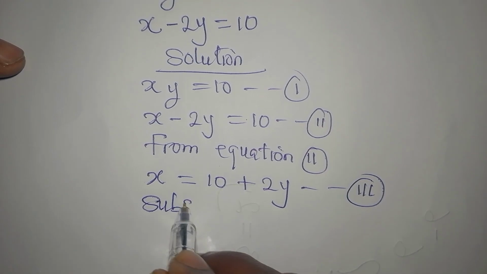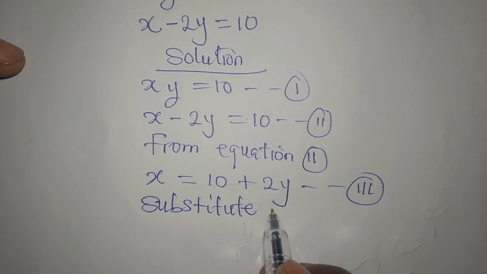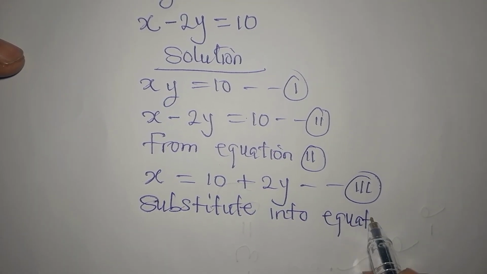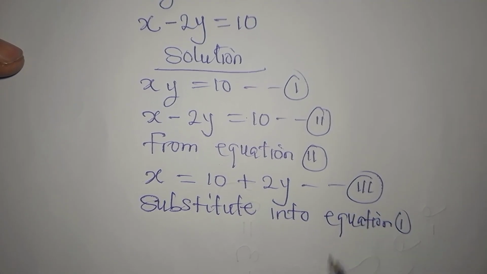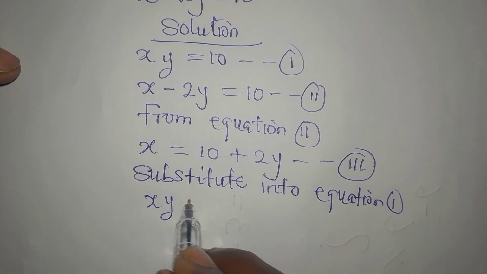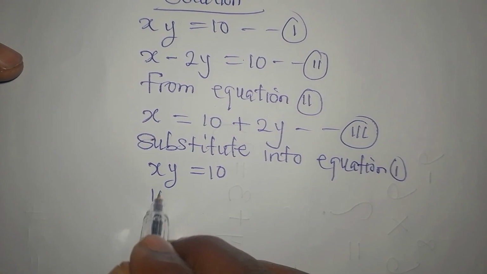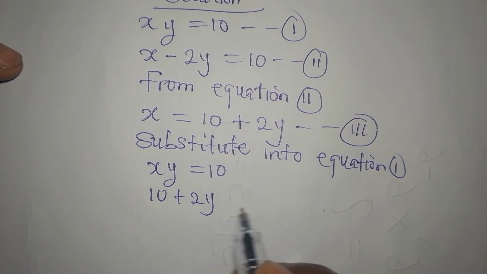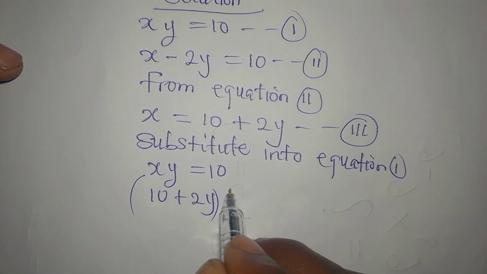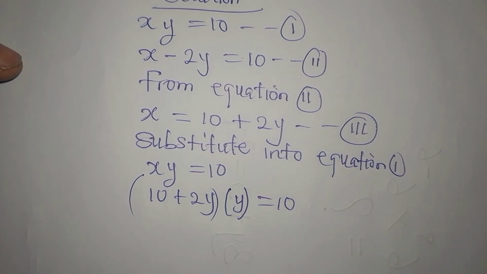So we substitute into equation 1. We substitute into equation 1, and our equation 1 is xy equals 10. So our x now is 10 plus 2y, right? This is for x. And what is y? y is still y, so write your y there. The whole of this is equal to 10.